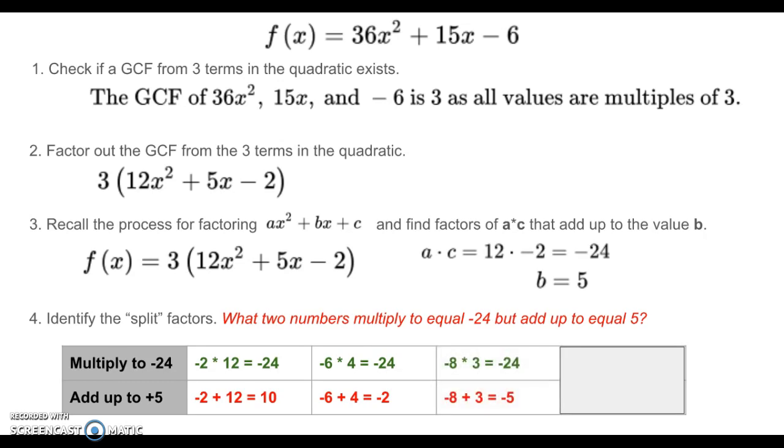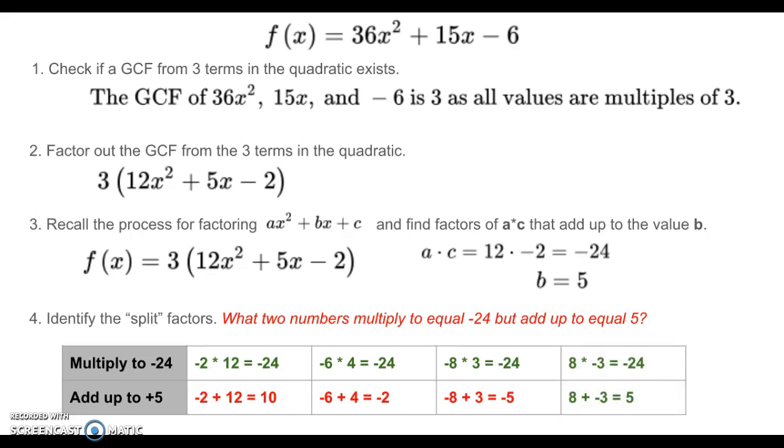Maybe negative 8 times 3. Negative 8 times 3 does multiply to be negative 24, and when I add those together I get negative 5. So I am extremely close, right? And we know when we have negatives, we can switch the negative signs from the values to give us the same product. So not negative 8 times positive 3, but maybe 8 times negative 3.